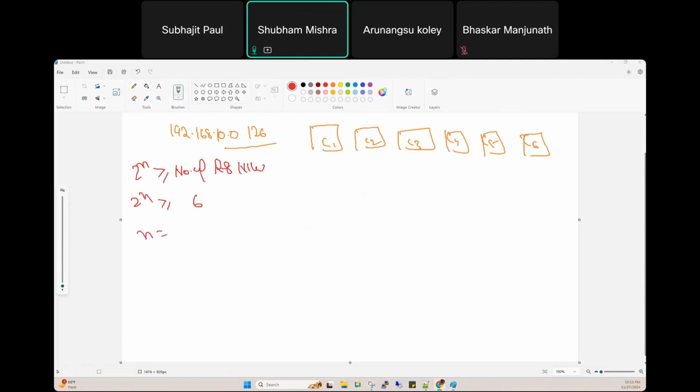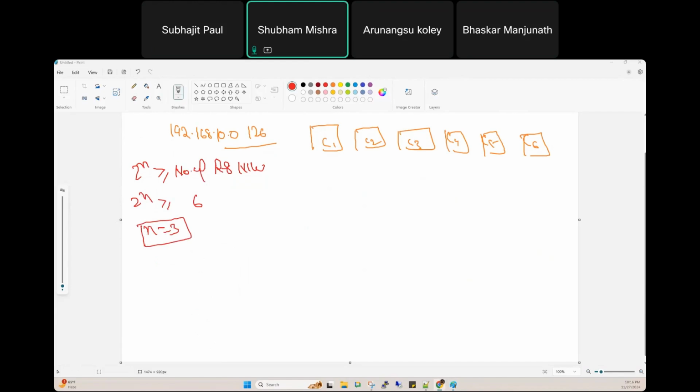If I put n equal to 2, it will not fulfill my requirement. If I put n equal to 3, 2 into 2 into 2 is 8, and 8 is greater than or equal to 6. That is satisfied. Yes or no? So the value of n is 3. If n is equal to 3, it means you are going to borrow 3 bits from the host.